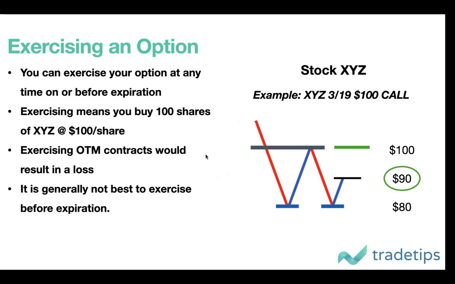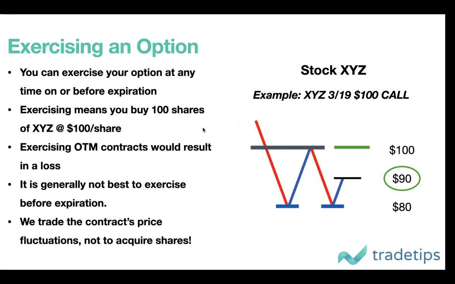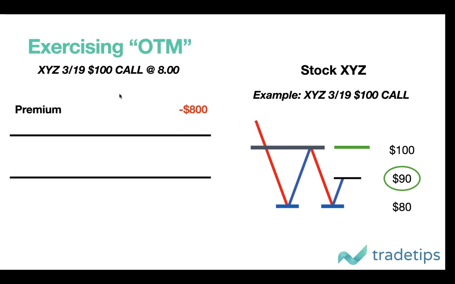I want to reiterate that we'll typically never exercise an option. We're just trading the contract price fluctuations as opposed to trying to actually buy 100 shares of the stock itself. So let's say, okay, Kenny, I'm super interested though. What would happen if we actually exercised the option? Okay, let's break it down piece by piece.